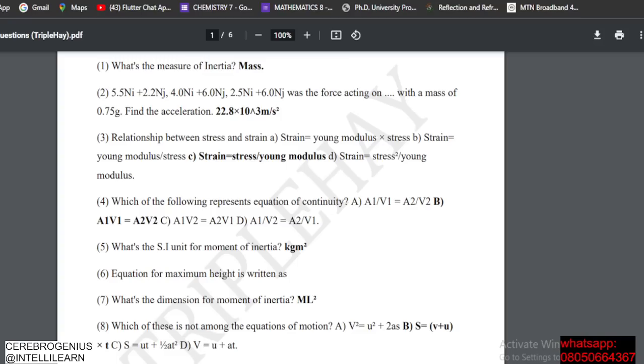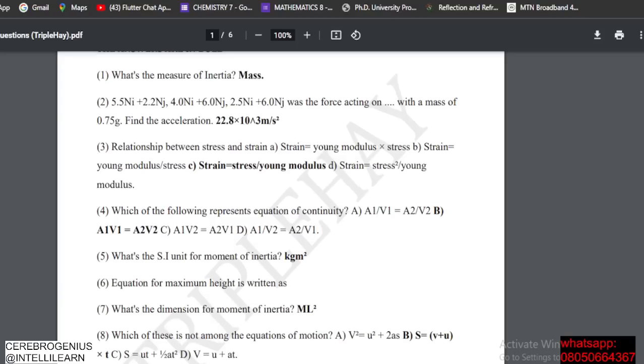So I think we can quickly look at these questions. The answers are there, but how did they arrive at these answers? And I'm not sure all the answers there are correct. So we're going to start now.